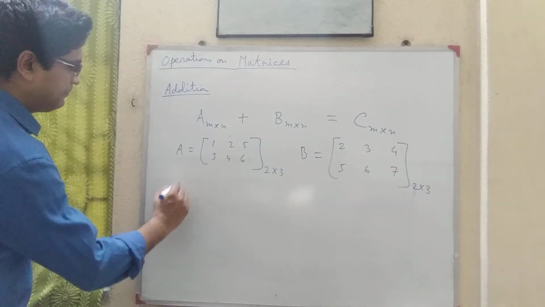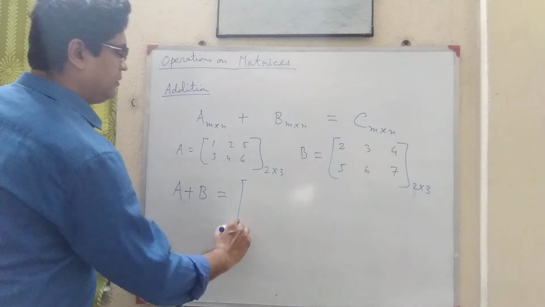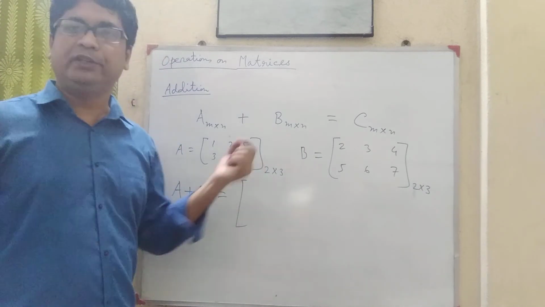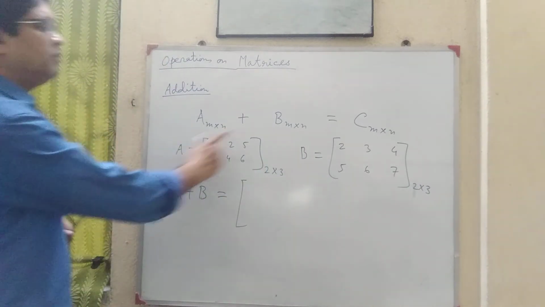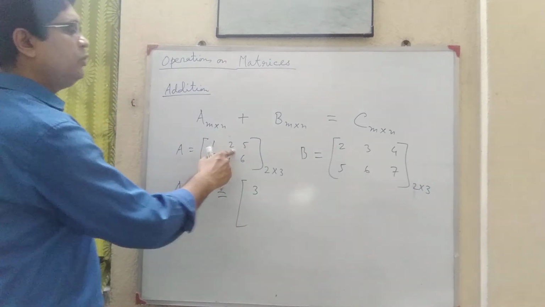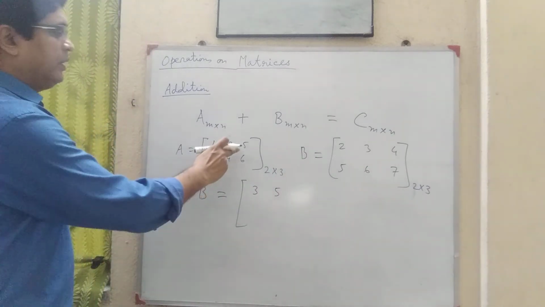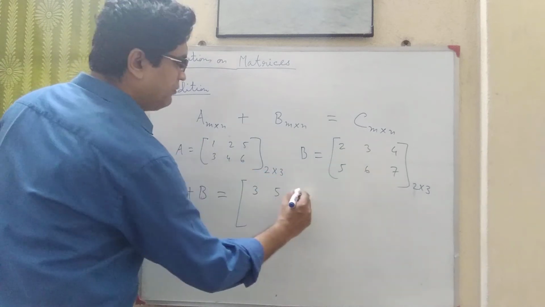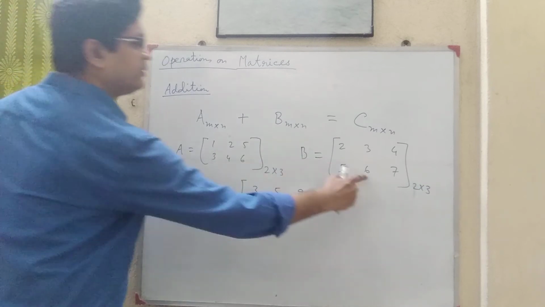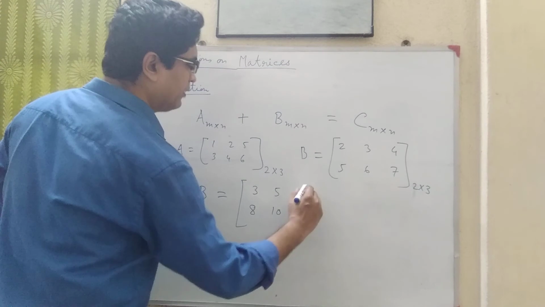Now how to add them? The process is very simple. You just add the corresponding elements and put the result in the corresponding position. That is, 1 will be added to 2. We have 1 plus 2, and we have to write 3. Similarly, 2 plus 3 is 5, and we write 5 in the corresponding position. 5 plus 4 is 9, we write here. 3 plus 5 is 8, we write here. 4 plus 6 is 10, we write here. 6 plus 7 is 13, we write here.